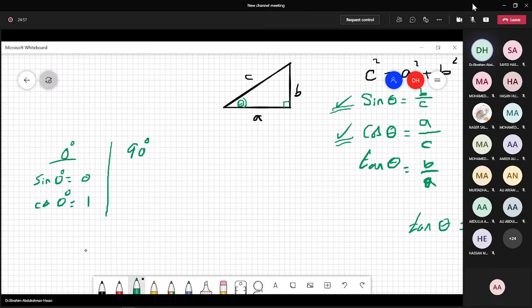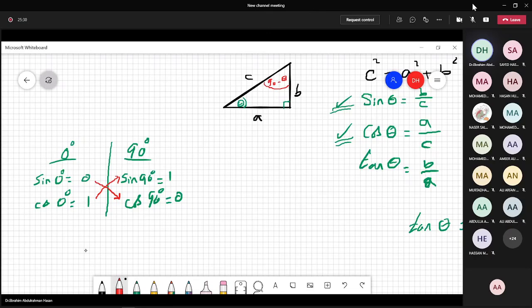What is sine 90? 1. What is cosine 90? 0. Okay, notice the following. Sine 0 equals cosine 90, and cosine 0 equals sine 90. And this is 90 degrees. So if this is theta, then this one will be equal to 90 minus theta.